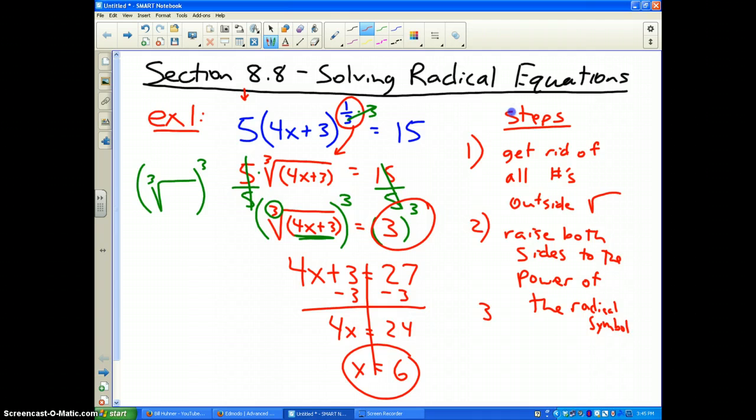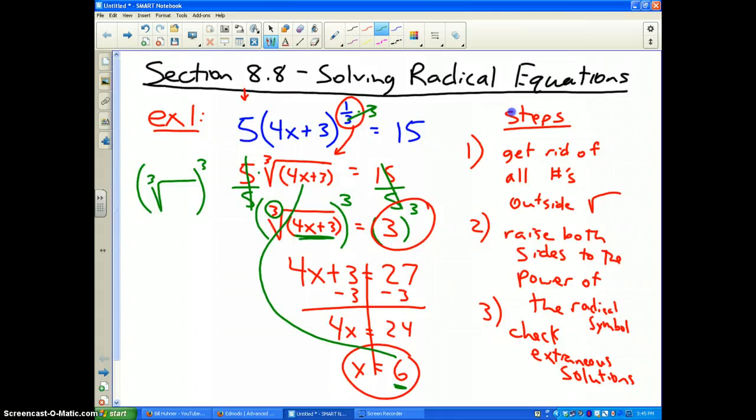And now that I've finally got my answer, you need to check for extraneous solutions, because sometimes you're going to get numbers that don't work. So I got to check for extraneous solutions. I got to check if this 6 works. It may not work. Well, let's see.